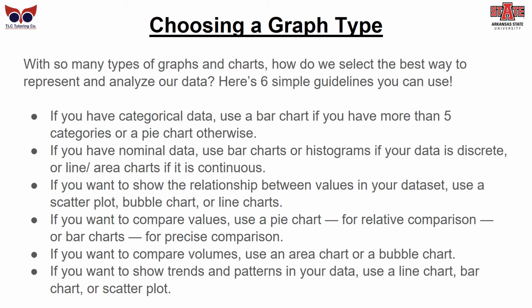If you want to show a relationship between values, use a scatter plot or a bubble chart or line charts. If you want to compare values, use a pie chart for relative comparison or bar charts for precise. If you want to compare volumes, use an area chart or a bubble chart. And if you want to show trends or patterns in your data, use a line chart, bar chart, or scatter plot.